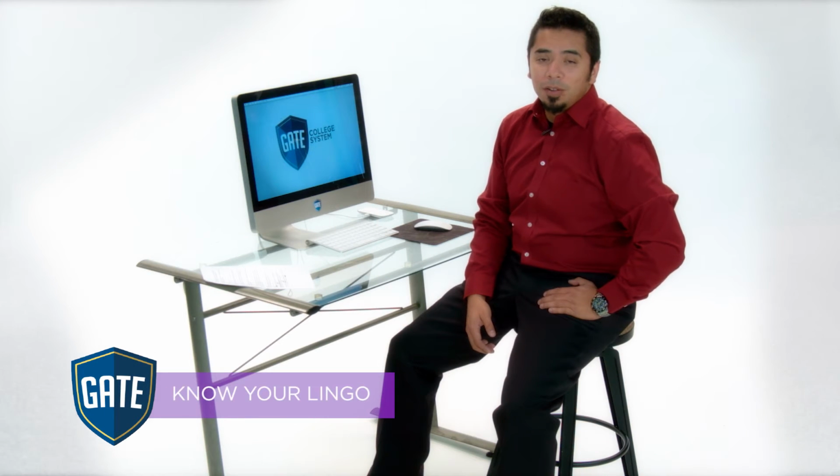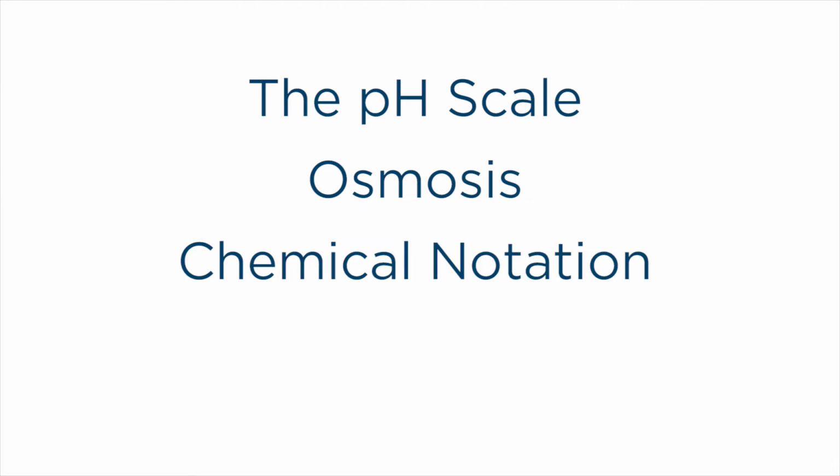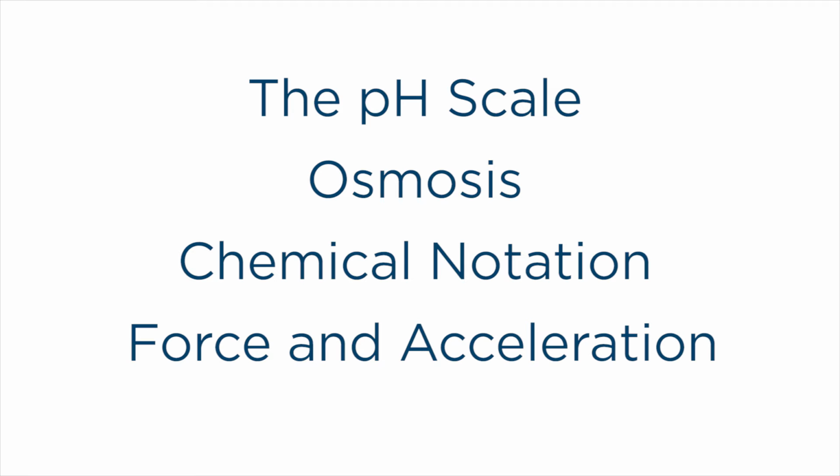So, you're aiming to get over a 30 on the ACT Science section? Good for you. Let's review 4 concepts to help you get into the over 30 club: the pH scale, osmosis, chemical notation, and force and acceleration. These concepts aren't prevalent on the science exam, but you should know them for the extra 1 or 2 points for a higher score. Here we go.